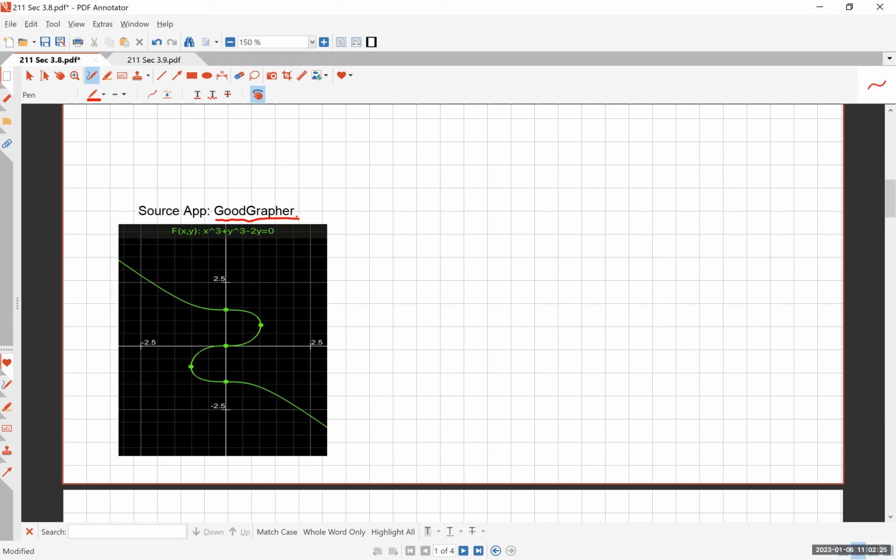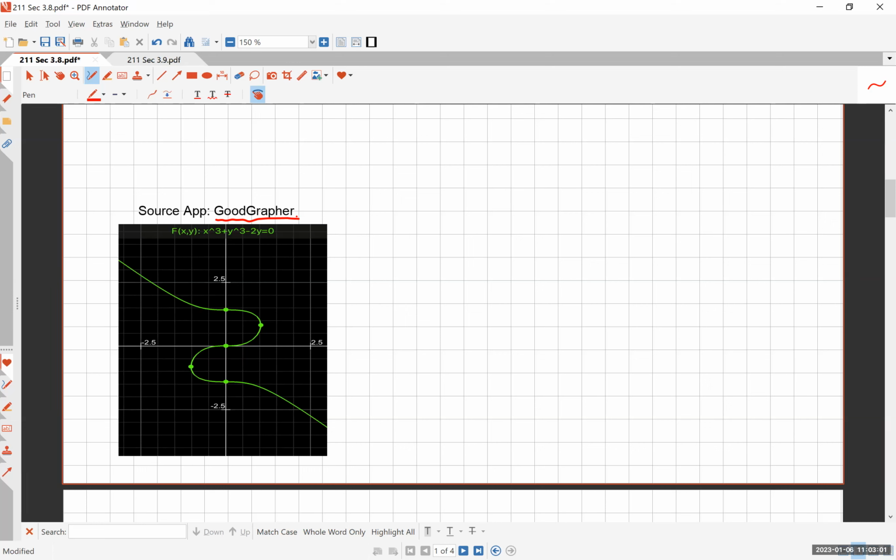But this app, Good Grapher, allows you to not only graph functions, y as a function of x, but I use this extensively in Calculus 3 because this app actually allows you to graph surfaces in three-dimensional space. So that would be z as a function of x and y and so on. And you can rotate these three-dimensional surfaces and you can see them from above and below and from different angles. It is a very, very useful tool.